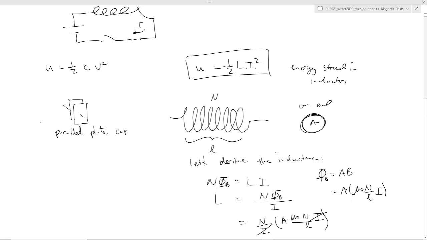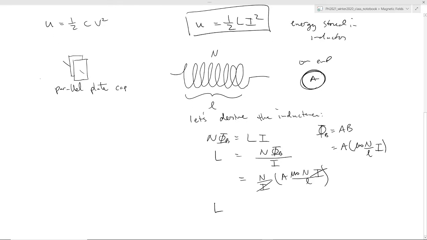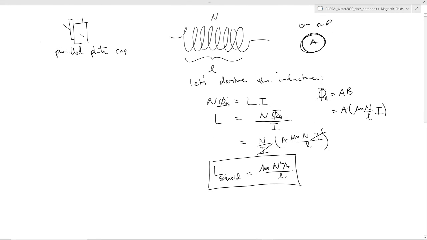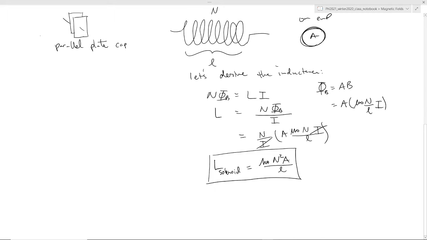And so we're left with the inductance for a solenoid being equal to mu naught N squared times the area over the length. So notice this only depends on the configuration. It doesn't depend on the current. It's just a function of the dimensions, the geometry, as well as the constant, the permeability.